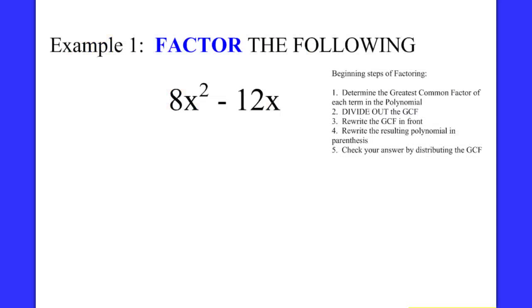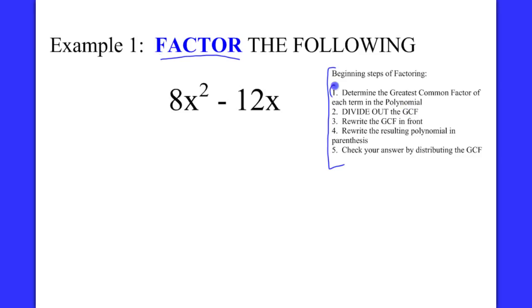This is example 1: 8x squared minus 12x. The directions would simply say factor. You don't have to rewrite this down, it should already be in your notes. I just put it on here so I could refer to it. Factor the following: 8x squared minus 12x.